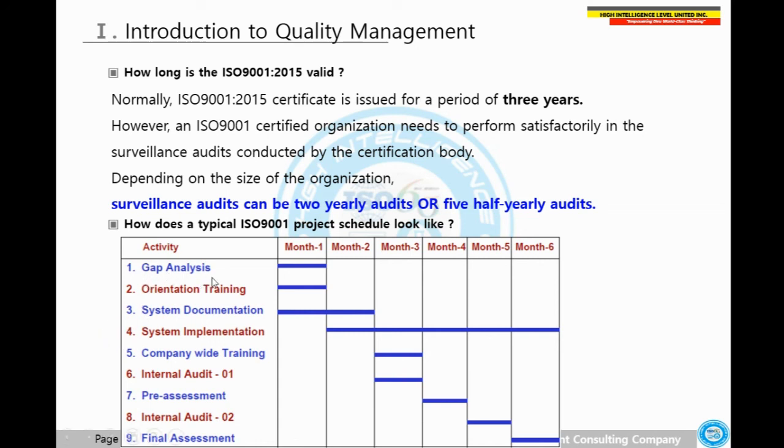The first one is gap analysis, orientation training together, and system documentation, system implementation, and the training, internal audit first, and pre-assessment, and do internal audit again. Then after that, final assessment, and after this, it's ready to get the third-party audit. That's for ISO certification.